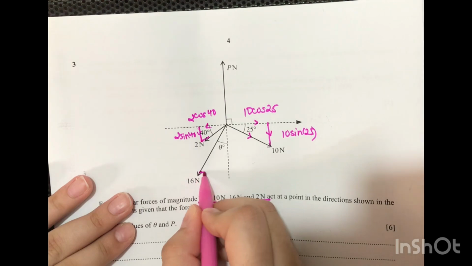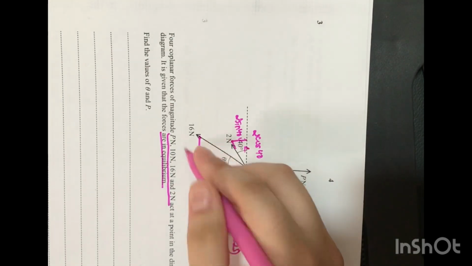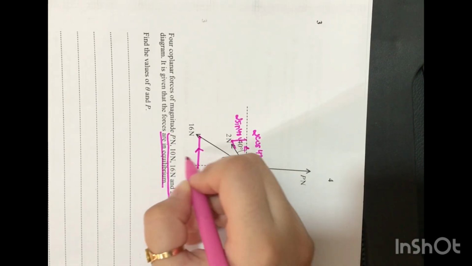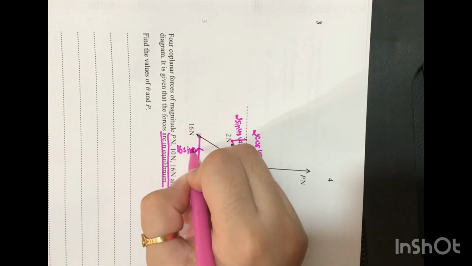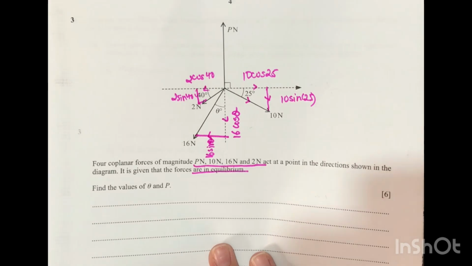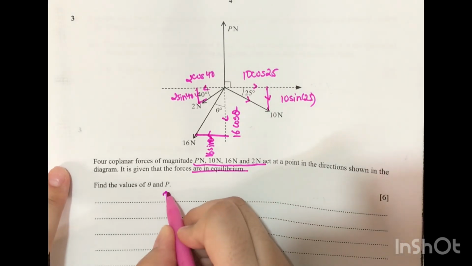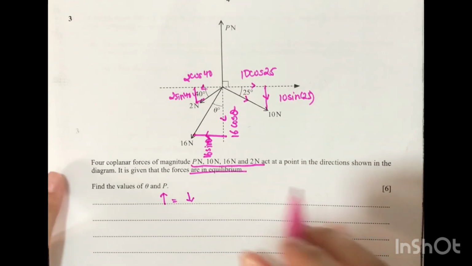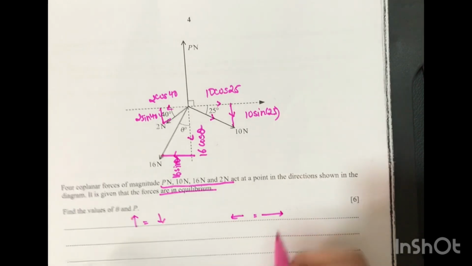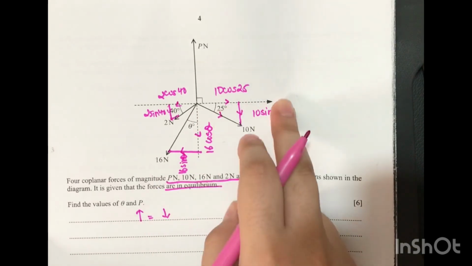Now the 16 Newton force. I will move the paper like this so it makes it easier to solve. So this will become 16 cos theta, and this will become 16 sin theta. The question states that the forces are in equilibrium. So we know that in the state of equilibrium, the forces acting upwards must be equal to the forces acting downwards, and similarly, the forces acting rightwards must be equal to the forces acting leftwards. So let's write the components of the forces in this way.